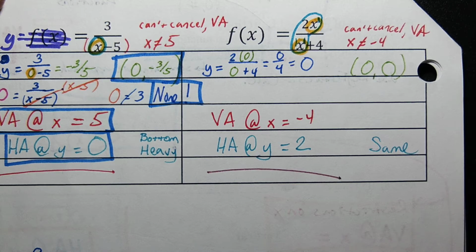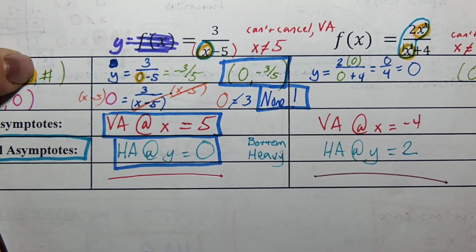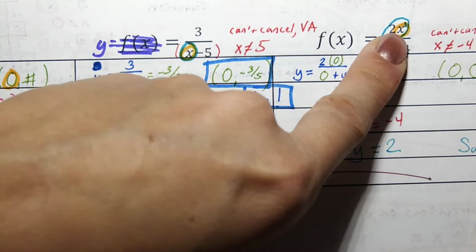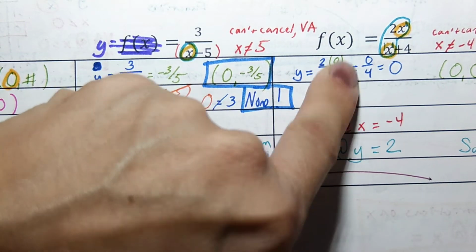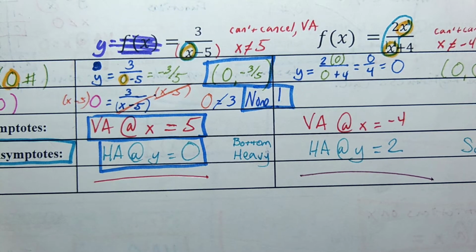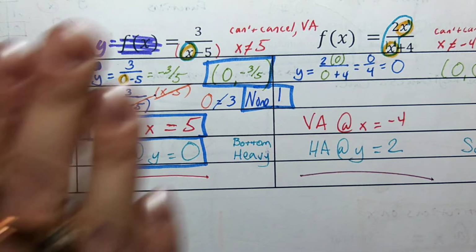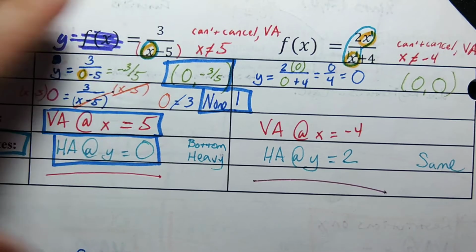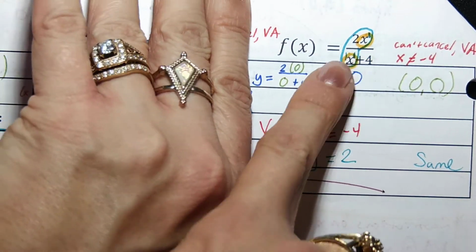How'd you get 0, 0? Because we take 0 and we plug it in for x. 2 times 0 is 0. 0 plus 4 is 4. 0 divided by 4 is 0. Oh, this is all one problem. Huh? Oh no, this was one graph. This was the other graph. So now we're using this equation.